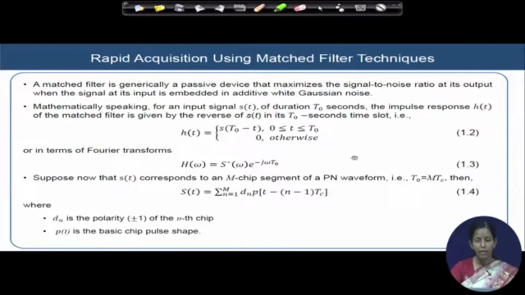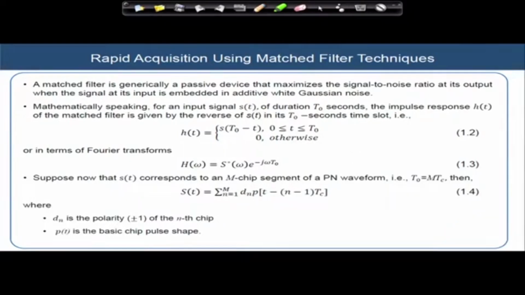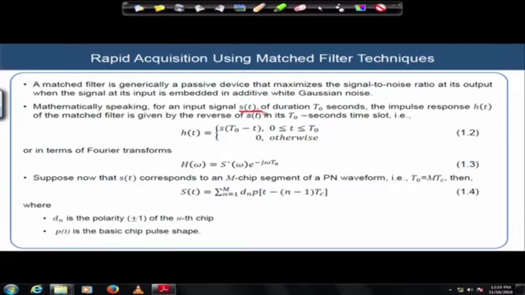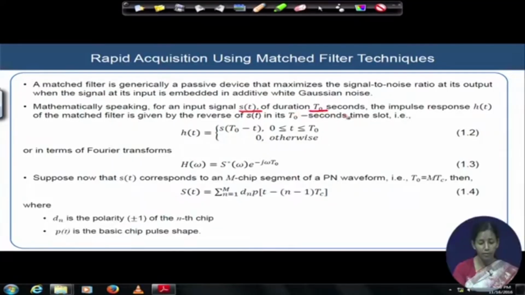And we understand that if we have a signal s(t) which has a period of T0 seconds, then the impulse response of the filter should be given by s(T0 minus t), which is a reverse of s(t). We discussed this in the last module, and this is the impulse response of the filter.